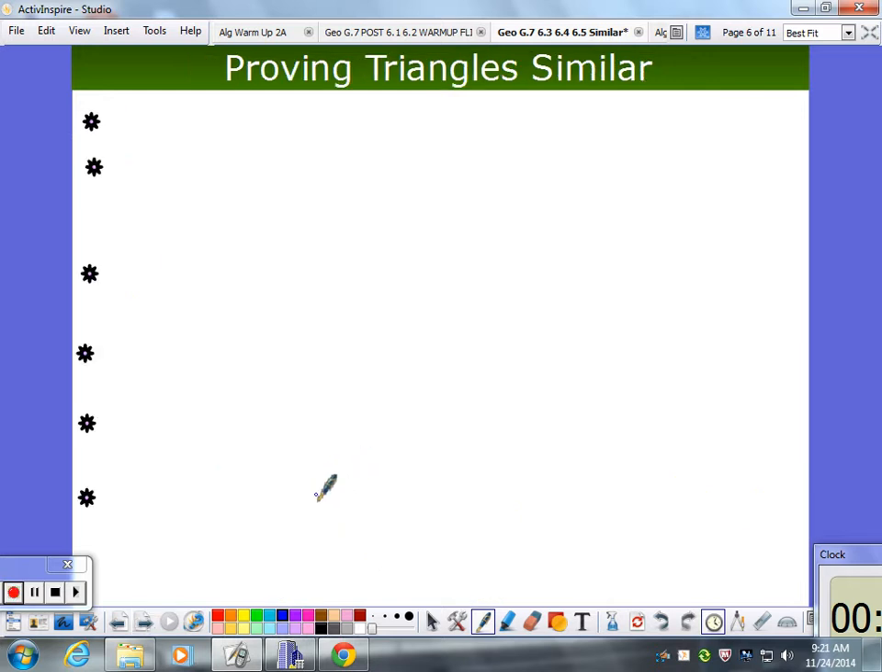Now, proving triangles similar. We are experts at proving that triangles are congruent. So now we're looking at how you know if they're similar. What are our rules with triangle congruence? Do you remember what all the things are? I know it's written there, but without looking, what are all the different three-letter triangle theorem notations we have?